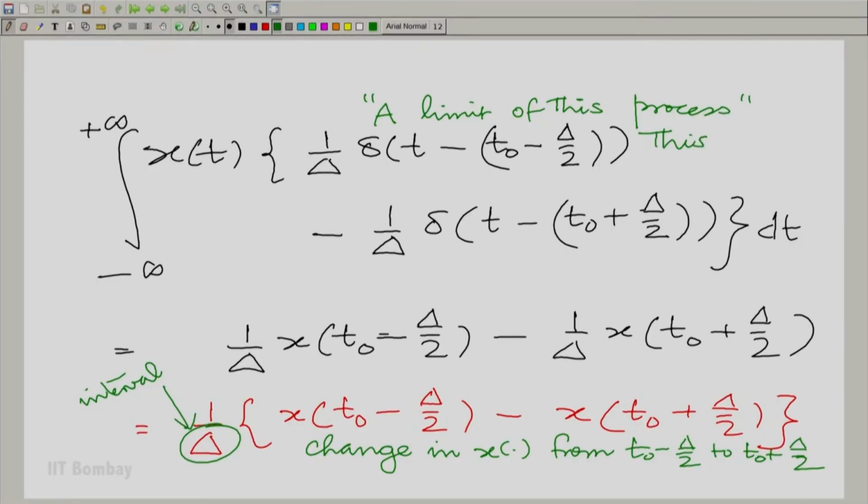Now, what is the limit of this process? You have taken a change between 2 points very near one another. You are dividing by the interval and then taking a limit. It is nothing but the derivative. So, this is essentially the derivative. So, when you apply the unit doublet, now I have not said unit so far, but I am saying it now, we just said doublet all this while. When I apply the unit doublet upon x(t) at a point where it is differentiable, it essentially gives you the derivative of x(t) at that point.